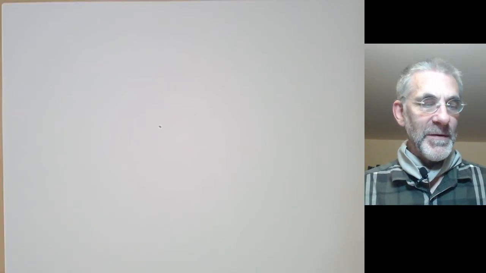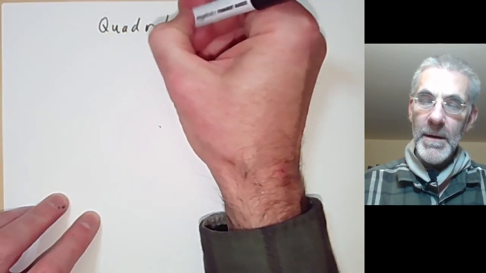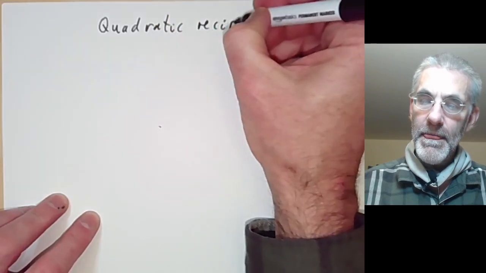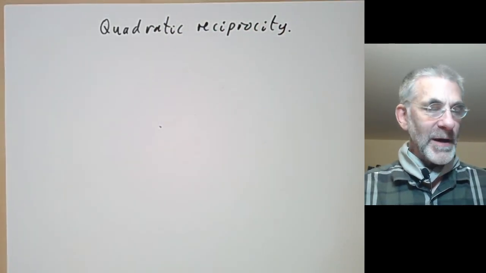This video is part of an online undergraduate course about the theory of numbers and will be about quadratic reciprocity. So I'll start with an example to illustrate it.